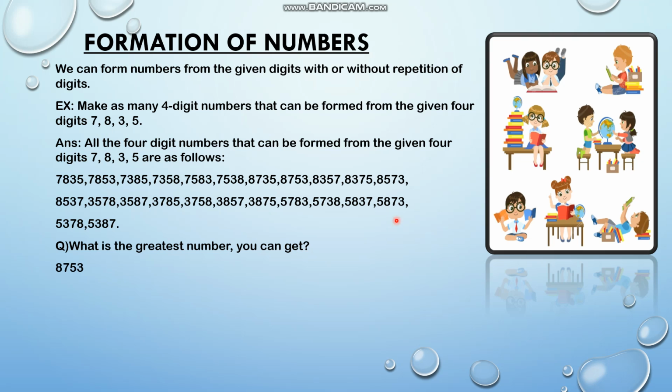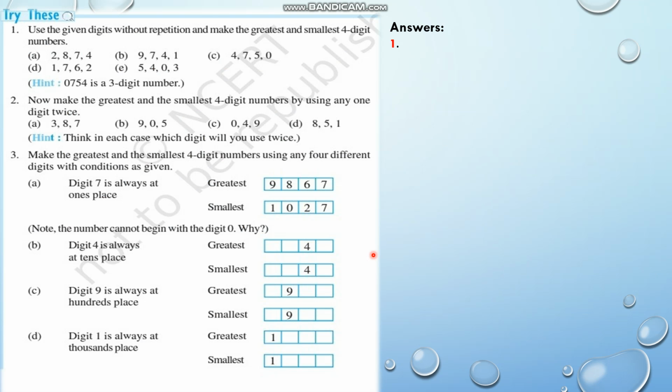Okay, so you can write that. Now you tell me, which is the smallest number you can make by using these digits? Yes, to get the answer you can arrange these numbers in ascending order. Okay, so 3, 5, 7, 8. That is 3578, the smallest number you can make by using these digits. Got it, children? Okay, so now let's move to some other questions.